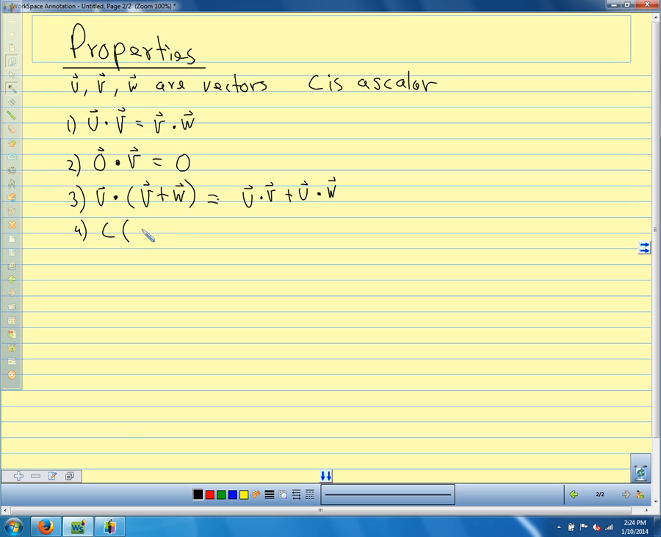A scalar times our dot product. It doesn't matter where we do the multiplication by the scalar. So we could multiply u by the scalar first and then do the dot product, or we could multiply v by the scalar and do the dot product. So it doesn't matter which order we do the multiplication in, if we're multiplying by a scalar.